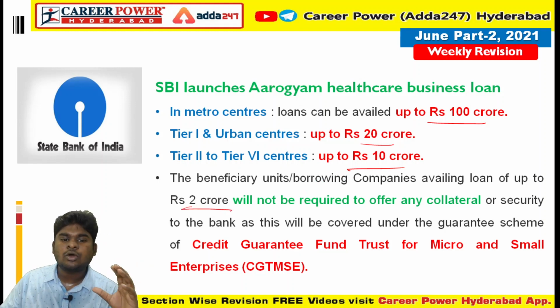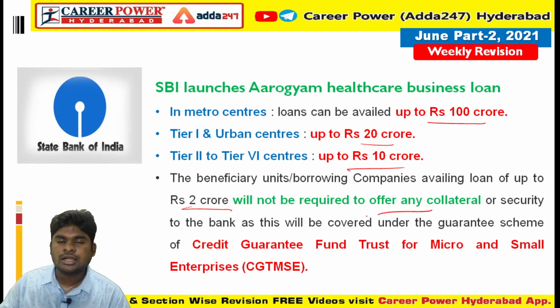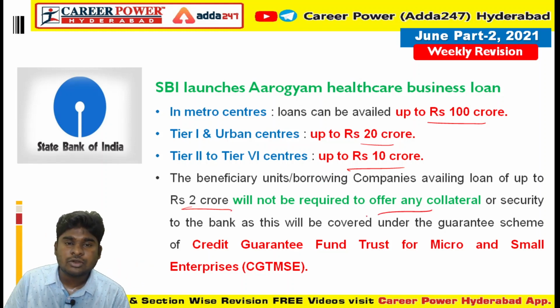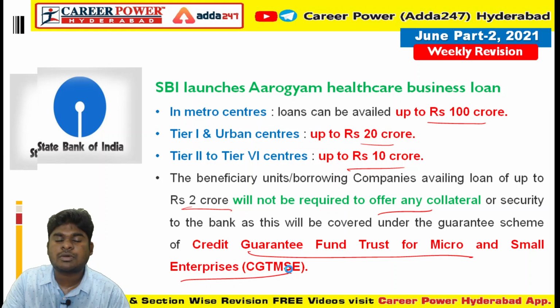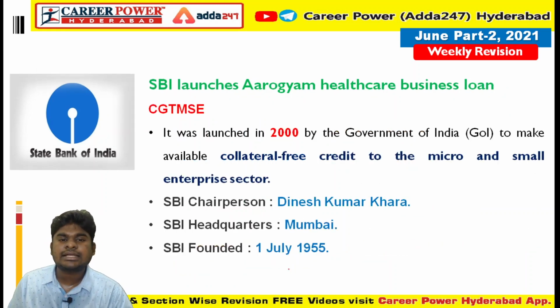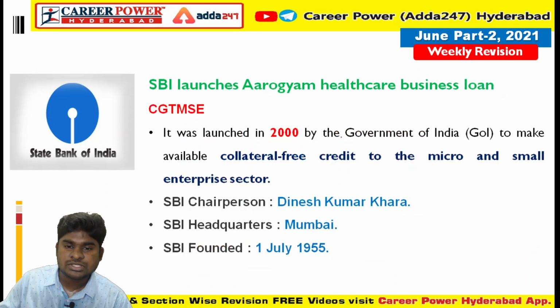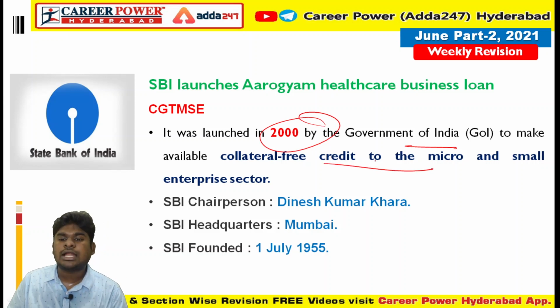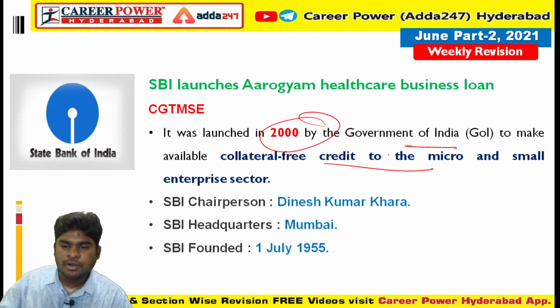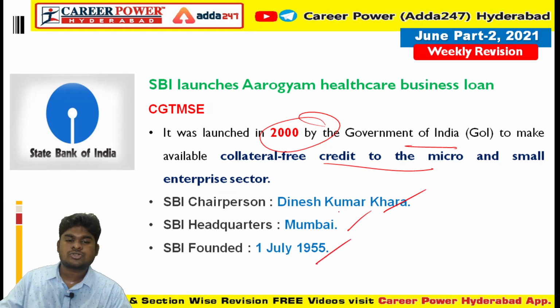If you are taking a loan up to 2 crore, you need not put any collateral, because you are covered under the Credit Guarantee Fund Trust for Micro and Small Enterprises. This was launched in 2000 by the Government of India, mainly to provide collateral-free credit to micro and small entrepreneur sectors. Also remember points like the SBI chairperson Dinesh Kumar Khara, the SBI headquarters in Mumbai, and SBI was formed in 1955.